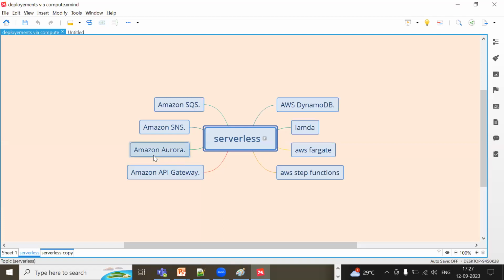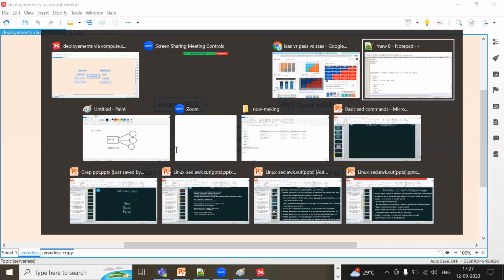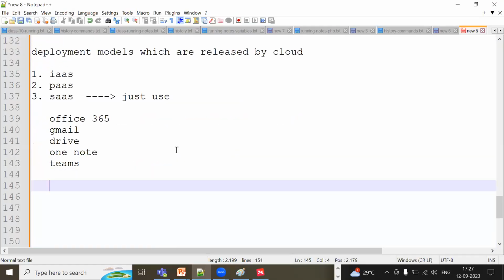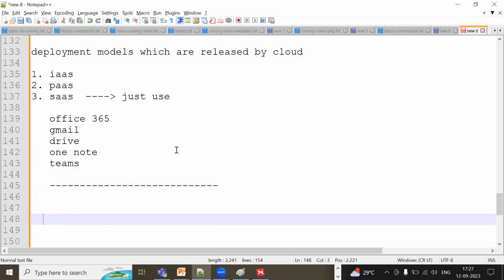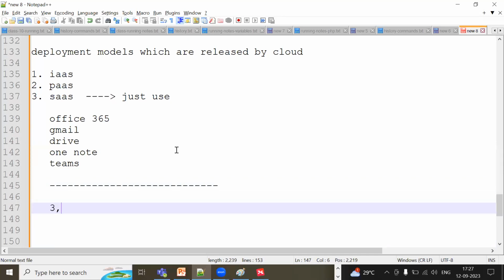For example, Amazon Aurora is something which is a customized kind of MySQL, I guess. The MySQL database is there, right? They installed on top of that and customized it. I guess Amazon Aurora or DocumentDB or DynamoDB, I don't remember. But yes, they customized MySQL and released it. So what I mean to say is, try to note down some of the services, three examples for each.